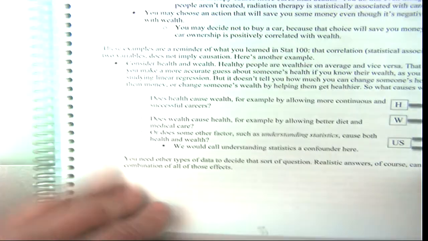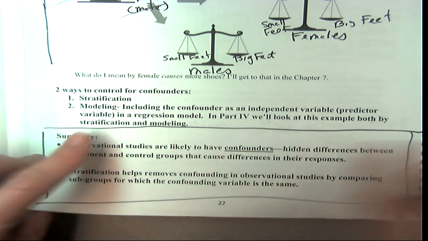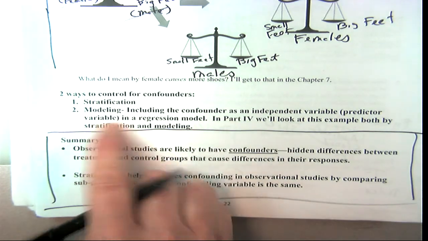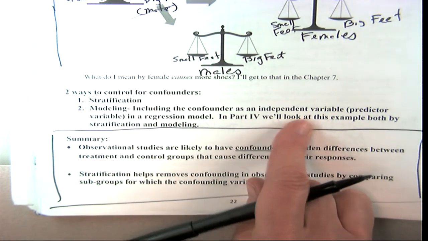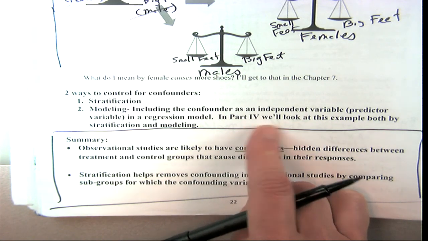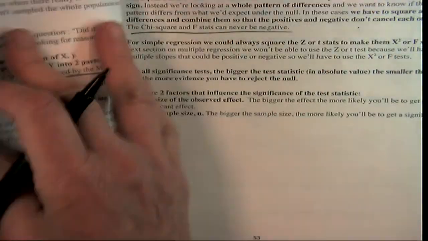Where did I say that? Stratification, and I also said modeling was the other way we can do it. Oh, right here. Stratification and modeling, including the confounder as an independent variable in a regression model. So in part 4, we're going to look at the same example, and that's what we're going to do, both by stratification and modeling, so I can show you how that works. So let's do it.